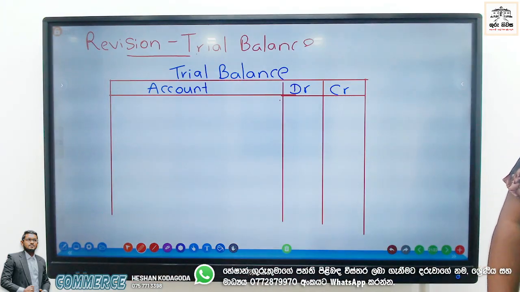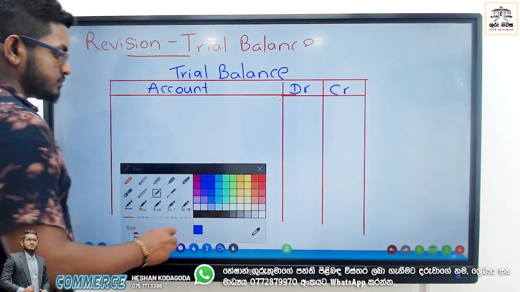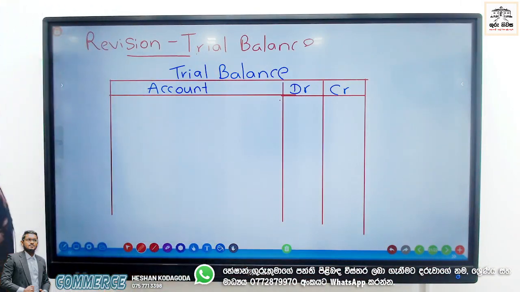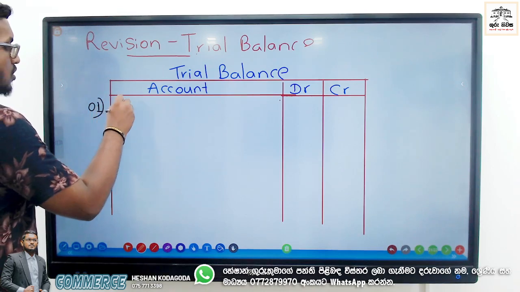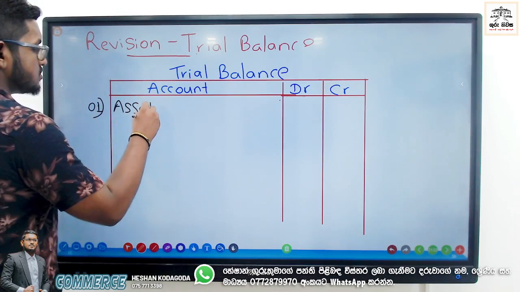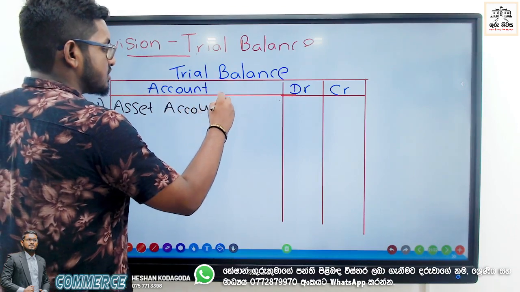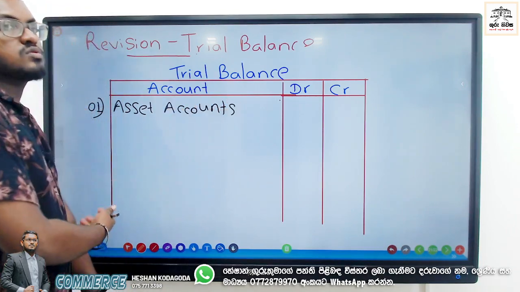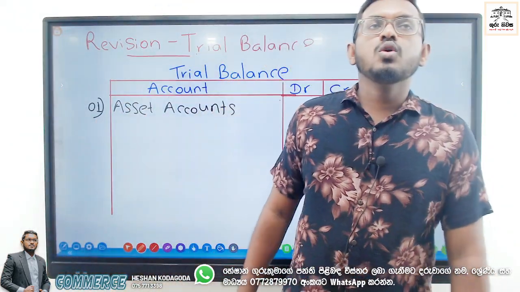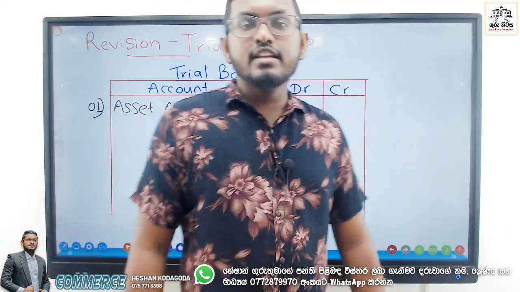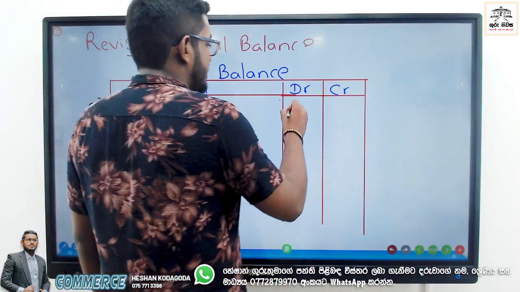Lower your raised hands. What I want to tell you, first one, asset account, debtors. There are so many asset accounts in your accounting context, right? Building, land. So you can remember debtors, right? Likewise, asset account balances.